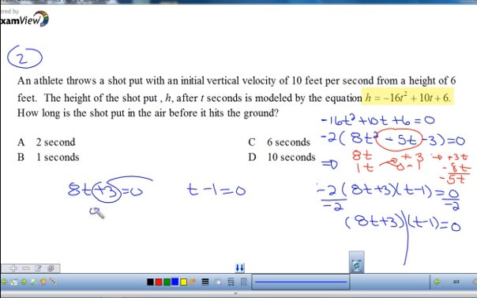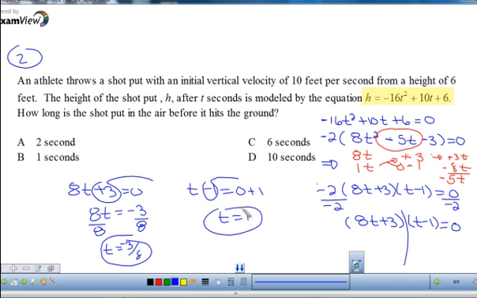You're going to move the 3. That becomes negative 3. Divide by 8. So t is negative 3 over 8. We're going to move the 1. So t is equal to 1. So remember how I said since we're talking about seconds, time cannot be negative. So my answer is 1 second.